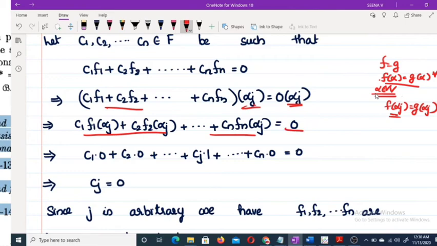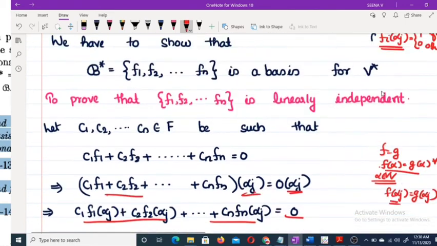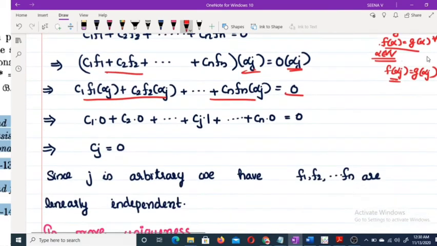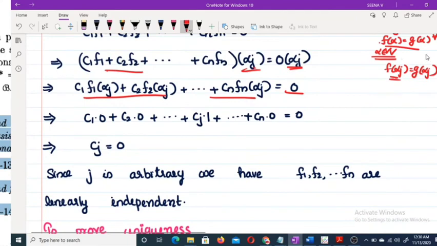Therefore, here we have fi of alpha j equal to 1 if i equal to j. Here i is 1 and j is different, therefore 0. Here i is 2 and j is different, therefore 0. Again, if you reach cj, this is actually cj fj of alpha j. Therefore, cj into 1 plus etc. plus cn into 0. Therefore, finally, we get cj equal to 0. So if we take alpha j, we get cj equal to 0.